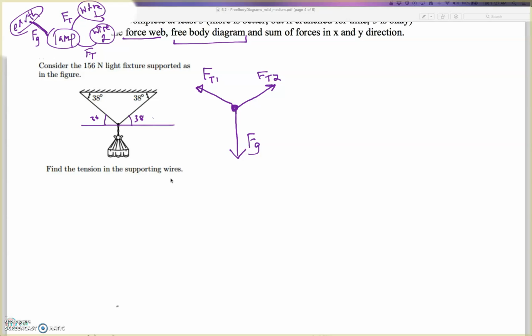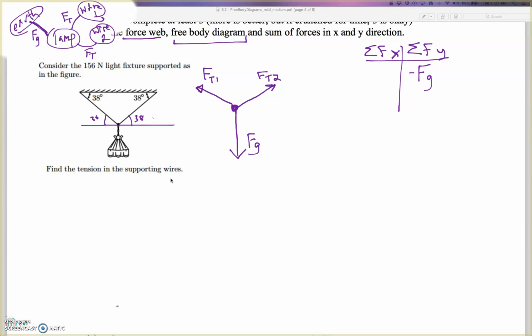And then we're going to use our sum of the forces table. That is where we have a little table that has the sum of the forces in the x direction and the sum of the forces in the y direction. And just by glancing at my free body diagram, I can see that there's one force in the y direction completely, and that's force gravity. So I'm going to add that onto my force table, force gravity, and that's negative.